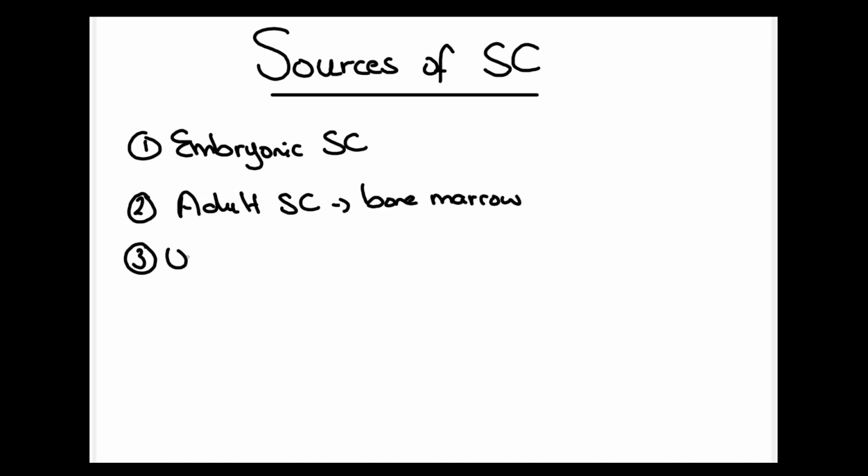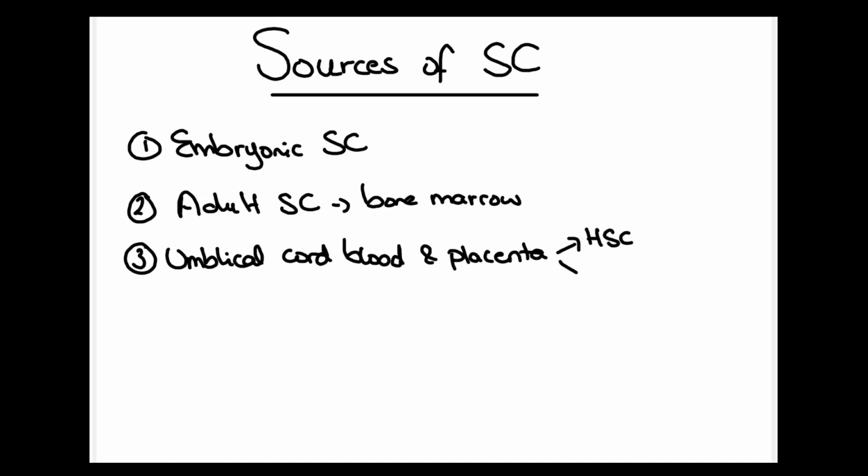Third, we have the umbilical cord blood and the placenta. They can give rise to many stem cells, mainly the hematopoietic stem cells and the mesenchymal stem cells. The hematopoietic stem cells form blood, and the mesenchymal stem cells form body tissues.